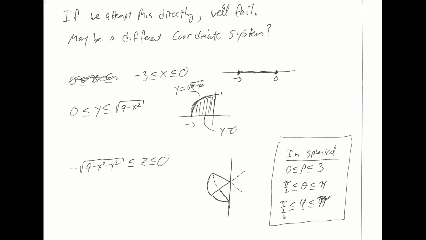This equation tells us that we're dealing with the lower half of the ball, and this equation tells us that we're dealing with just the northwestern corner of that lower half, whereas this equation gives us the original ball itself.